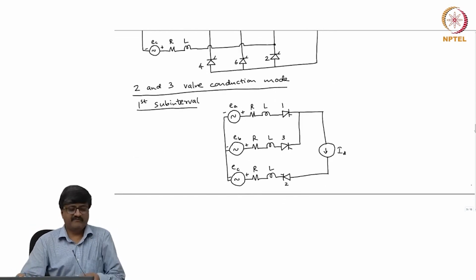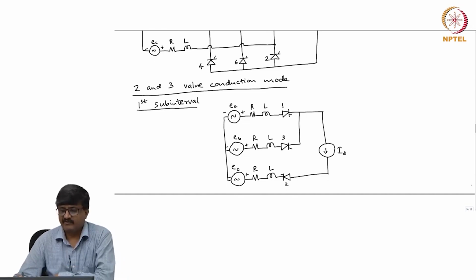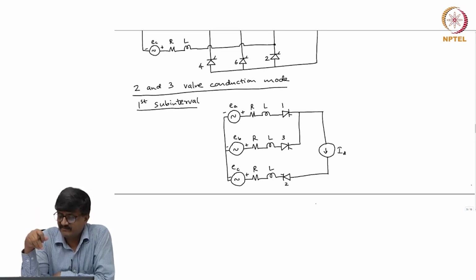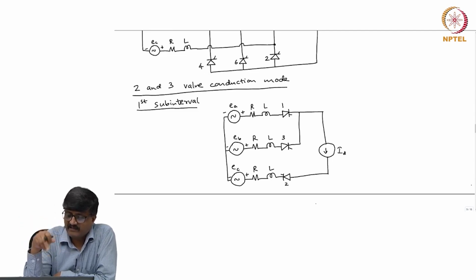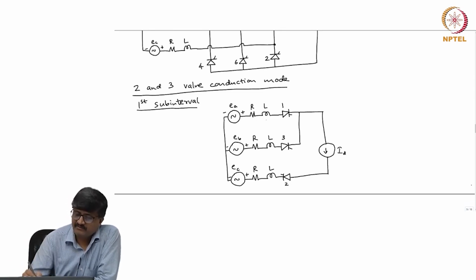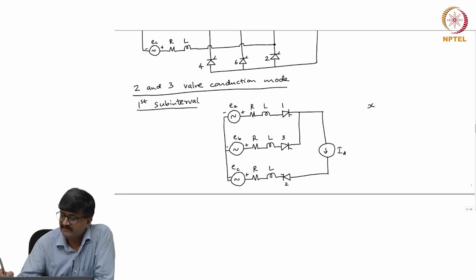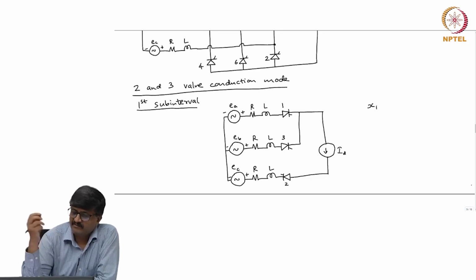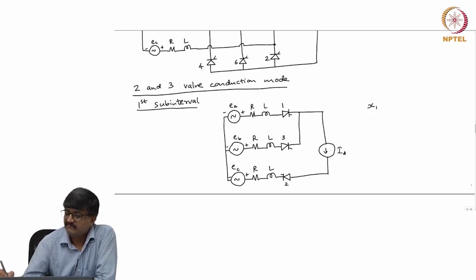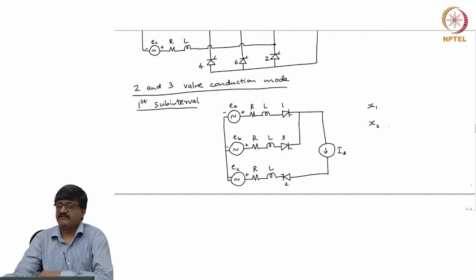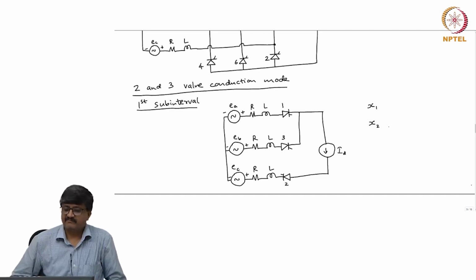If I want to solve for this circuit, I can apply mesh analysis or loop analysis. One of the currents is known, I D is known. So, I have to consider the state vector in the first subinterval. First of all, what is the size of the state vector in the first subinterval and what is the state vector in the second subinterval?